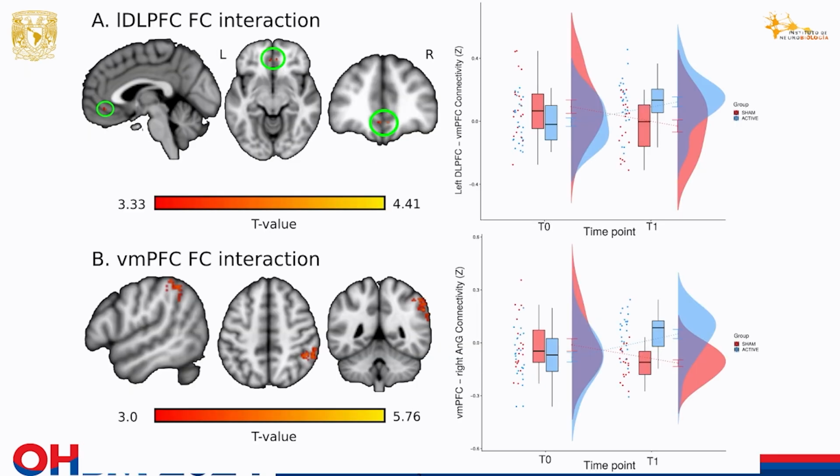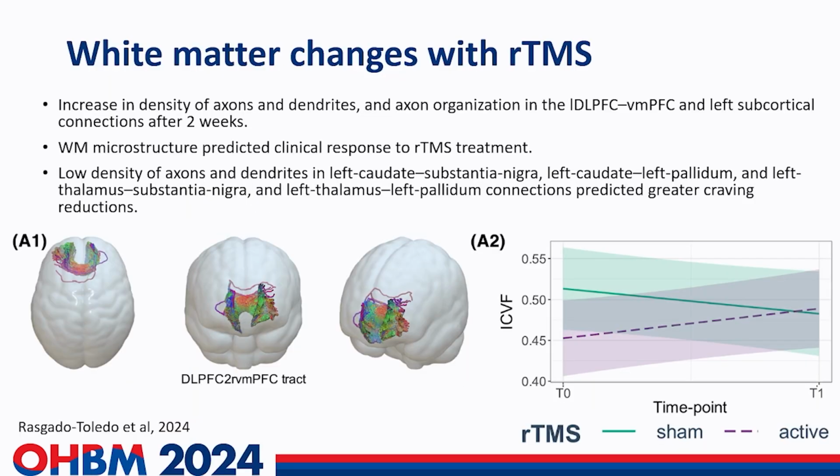And then what we found was that the connectivity between the left dorsolateral prefrontal cortex and the ventromedial prefrontal cortex was the one that showed a high effect. In this case, we found an increasing connectivity between just 2 regions after the TMS, specifically for the real group. But we also found connectivity changes in the ventromedial prefrontal cortex and the left angular gyrus as well. So in general, we found changes in these regions related to the TMS and the improvement.